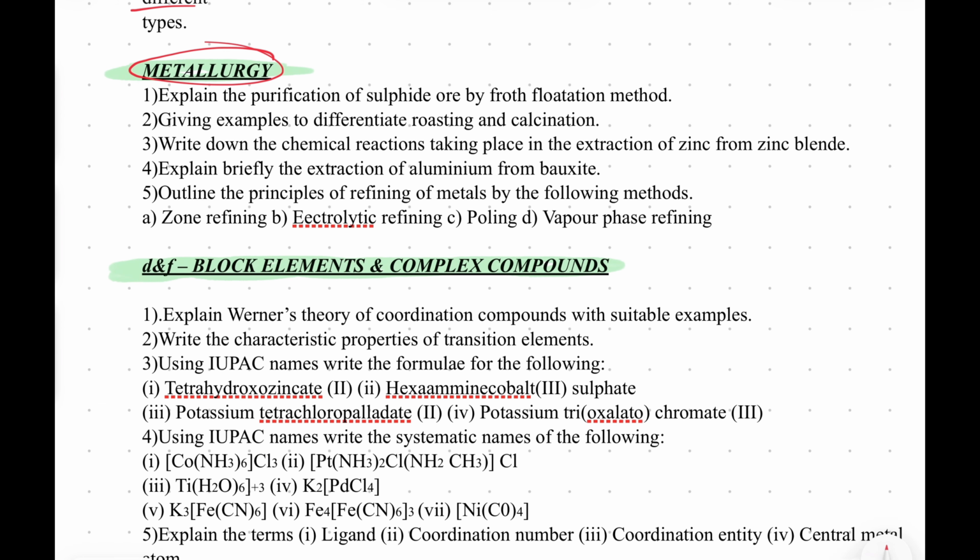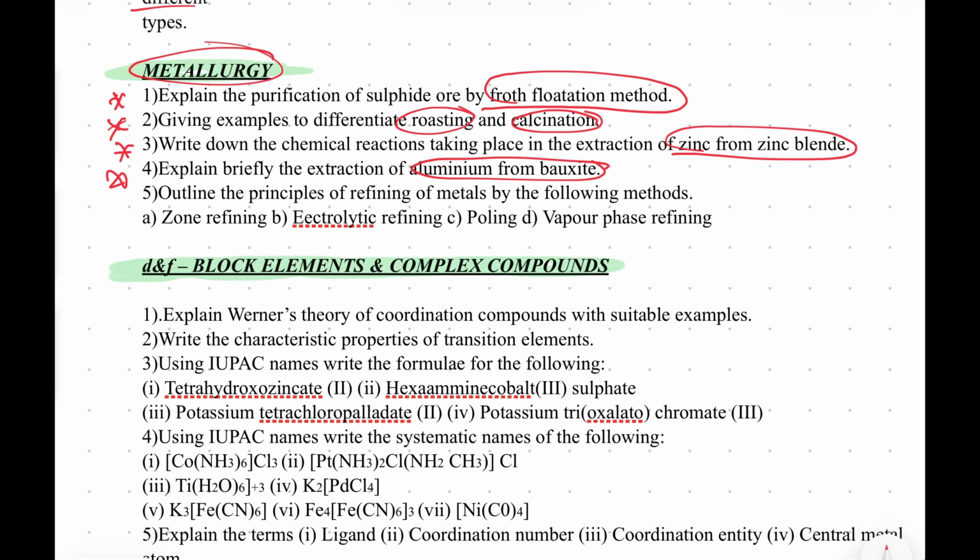Next we'll go for metallurgy. We also have very important questions here. The first one is purification, the fourth is the protection process. The second one is the difference between calcination and roasting. These two questions have been asked many times. Previously they asked extraction of zinc, and also extraction of aluminum from bauxite. That is a very rare question. What is zone refining, electrolytic refining, poling, vapor phase refining? They ask these very rarely. Clear, students? That's it. Those are the very important metallurgy SAQs.